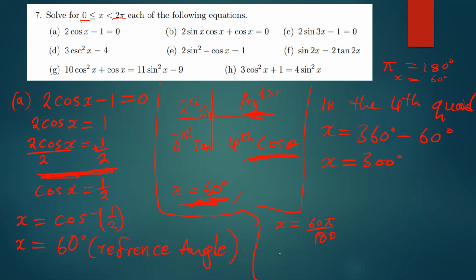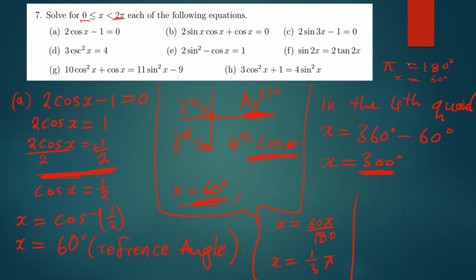When you reduce this, you find your value of x to be 1/3 pi. So 1/3 pi is between 0 and 2 pi. Hence, it's one of our solutions. Then we also find the other solution. We've also found this as our other solution.